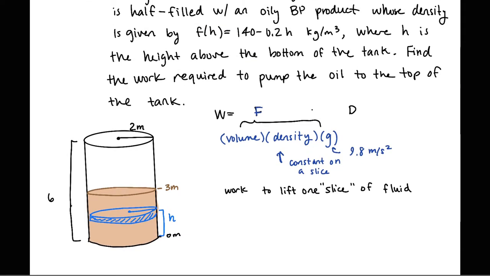So the work to lift that slice is going to be given by the volume of the slice, which is pi times the radius, which is 2, squared, times the thickness, which is delta h. Okay, why is it a delta h? Because it has thickness, a difference of h values. Okay, pi radius squared delta h, that's the volume, times the density given by f of h. That function, we'll fill it in a second, times gravity, times the distance to pump it out of the tank.